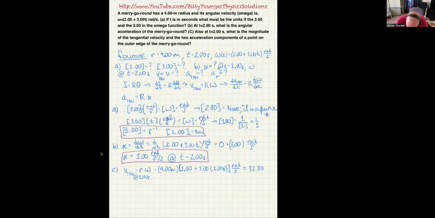And as I said, 8.00 times 4.00 would be 32.0, and that comes out in what you might notice now is meters times radians per second. Notice the 3 had units of reciprocal seconds that you see.